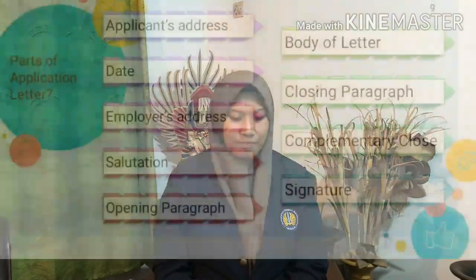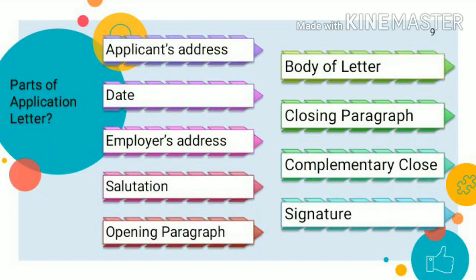And the next is the generic structure, or parts that have to exist in an application letter. The first is applicant address, date, employer's address, salutation, opening paragraph, body of letter, closing paragraph, complimentary clause, and signature. Students, that is the generic structure of application letter. Now, I will show you an example of an application letter. Please take a look at the example.